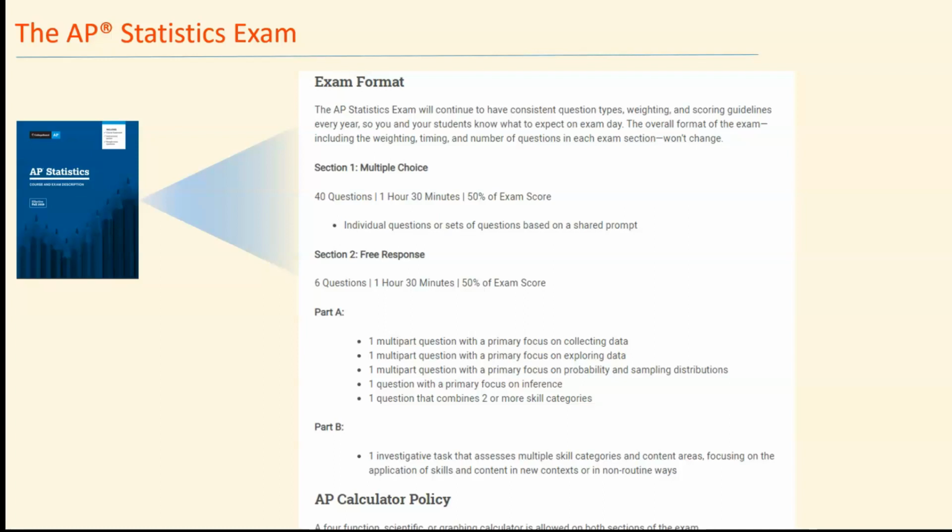Now, in normal years, the exam will be 3 hours long and will be divided into 2 parts, each of which accounts for 50% of the student's score. As you see, there are 40 multiple choice questions. Students have an hour and a half to finish that, and it accounts for 50%. The second part is the 6 free response questions. In Part A, there are 5 different questions. They're described here, each focusing on a slightly different aspect. And then the investigative task is the final piece.